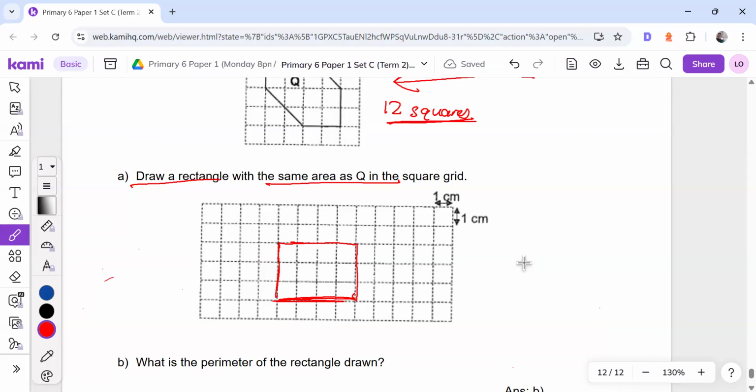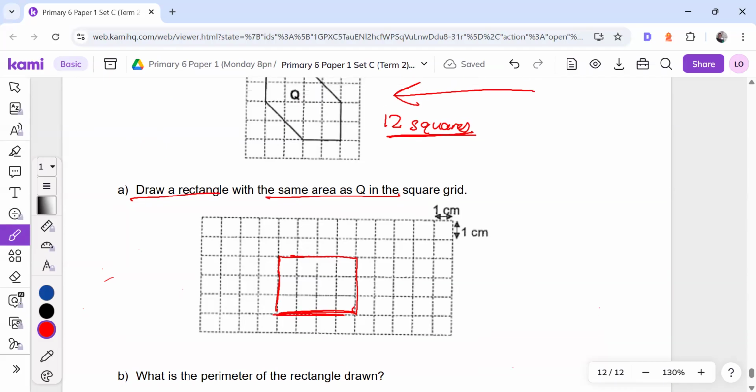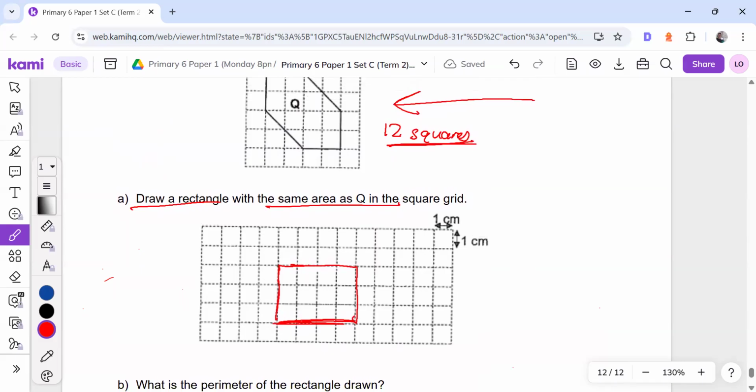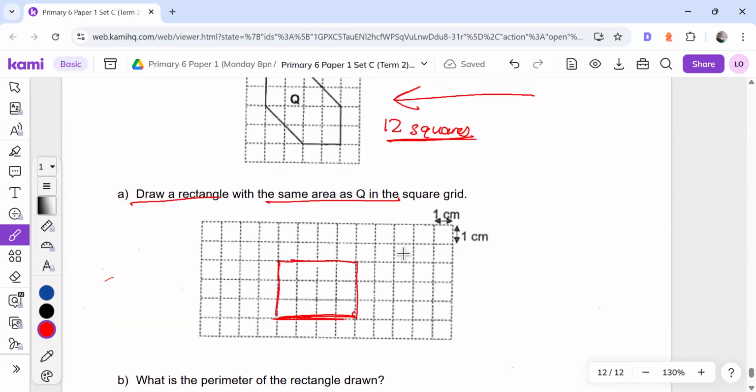Understand? Is this the only answer? No, it's not the only answer. There are still other answers. As long as a rectangle is made of child squares, something like that, okay? It can also be like that.